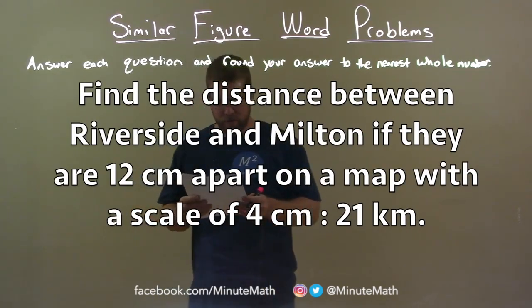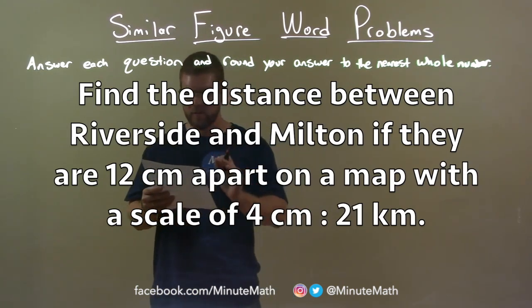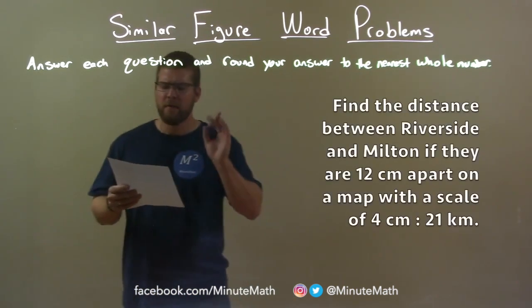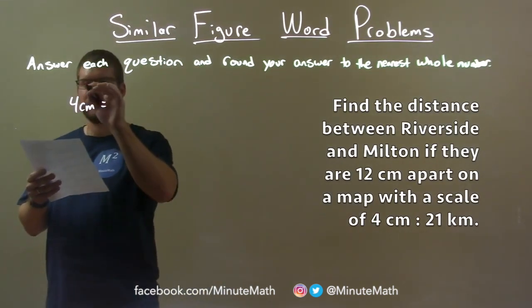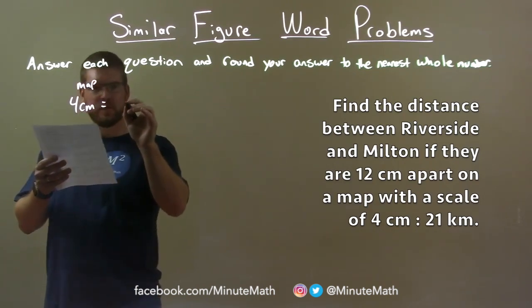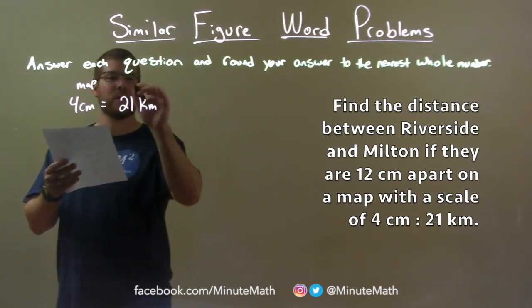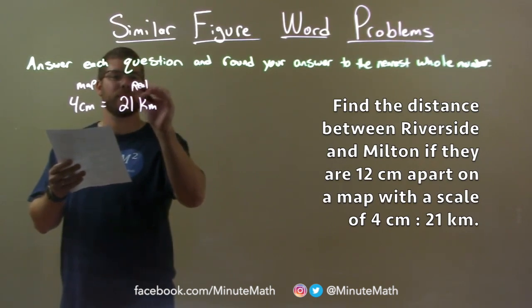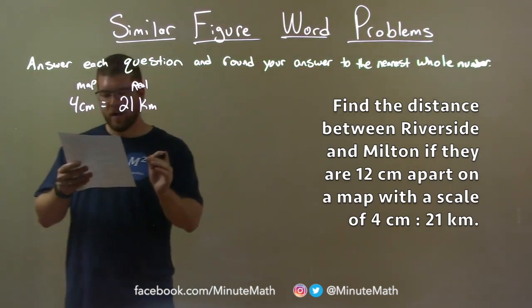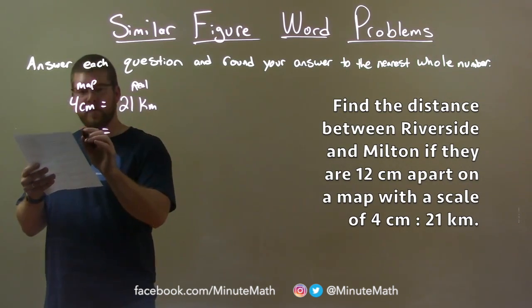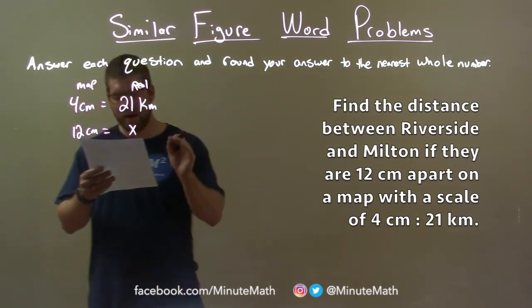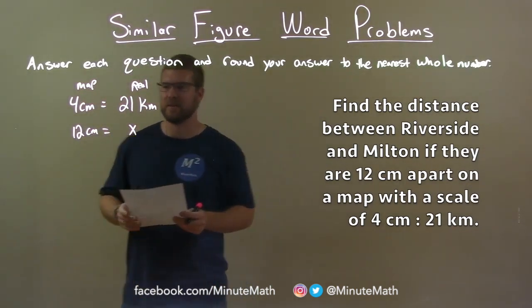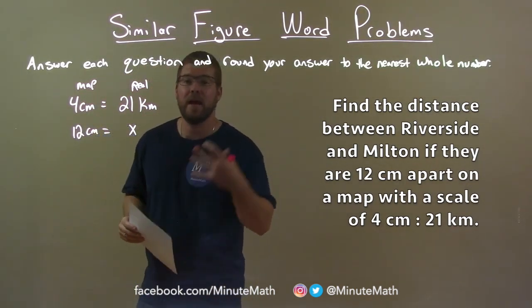Find the distance between Riverside and Milton if they are 12 centimeters apart on a map with a scale of 4 centimeters to 21 kilometers. First, we're given the scale: 4 centimeters on the map equals 21 kilometers in real life. They tell us that on the map, the two towns are 12 centimeters apart, and we have to figure out how far apart they are in real life, the real distance.